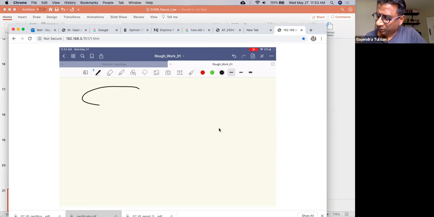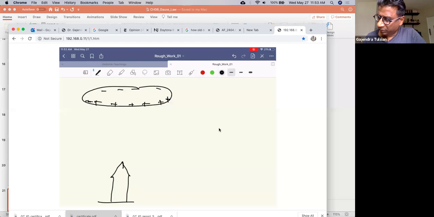Here's a thundercloud, let's say, that gets charged. And here's a metal rod on the ground, and the positive charges will attract these negative charges. Now, of course, this diagram is not to scale.